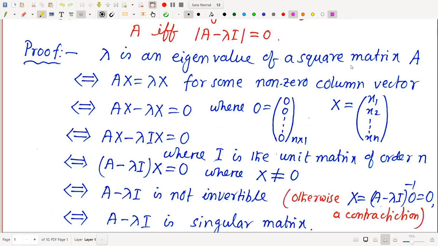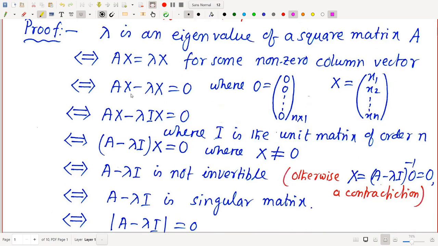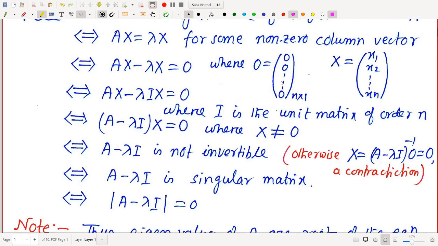Lambda is an eigenvalue of a square matrix capital A if and only if, that is, it is a necessary and sufficient condition, Ax equal to lambda x. This is the definition, for some non-zero column vector capital X equal to x1, x2, dot, dot, xn. This holds if and only if Ax minus lambda x equal to O. O means here zero vector, null vector, 0, 0, 0, n times, having n components, an n cross 1 matrix. It is a column vector, all components are 0. So Ax minus lambda x equal to O.